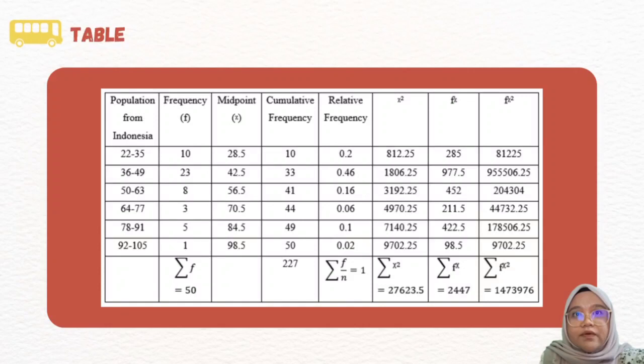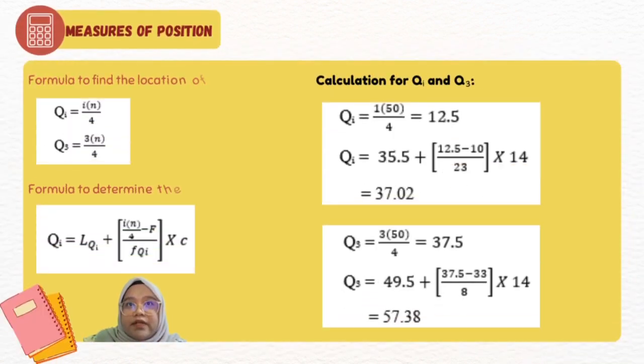This is the table that we have calculated to find the position for quartile, variation, variance, standard deviation and shape of the distribution. So this is the formula to find the location of quartiles Q1 and Q3. We can see Q1 is 37.02 and Q3 is 57.38.